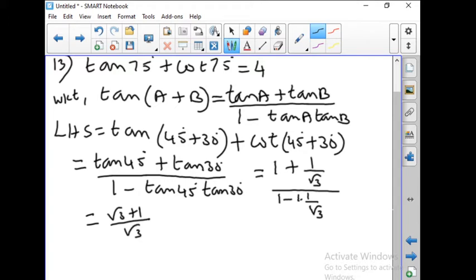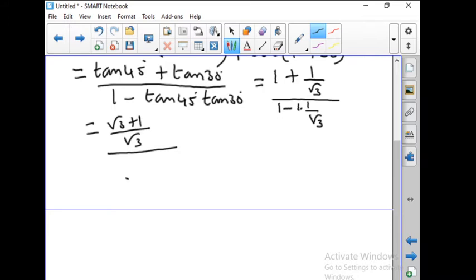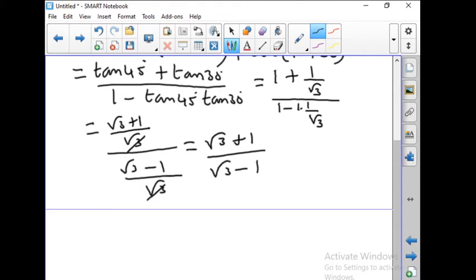Then for the denominator also LCM is root 3. So we get root 3 minus 1. So now this root 3 gets cancelled. So it is equal to root 3 plus 1 by root 3 minus 1.